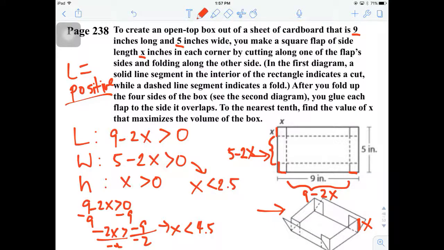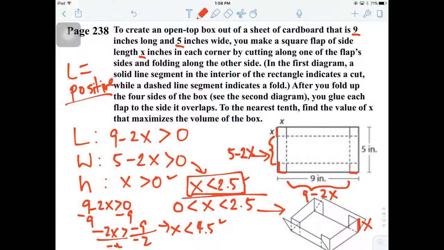So we've got these three restrictions here. We've got x has to be positive, but it has to be less than 2.5 or less than 4.5. And we're going to choose the most restrictive of the restrictions. So we're going to assume that it can only be less than 2.5. We're going to combine it together: x has to be greater than 0, but less than 2.5.